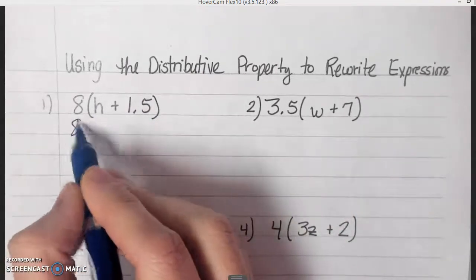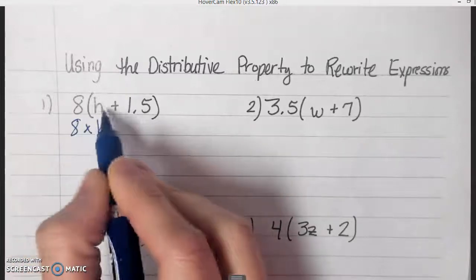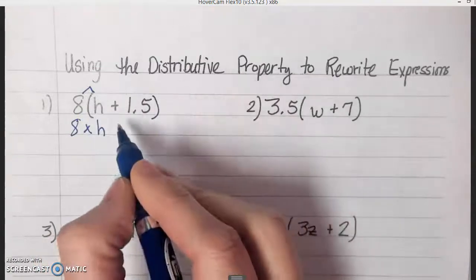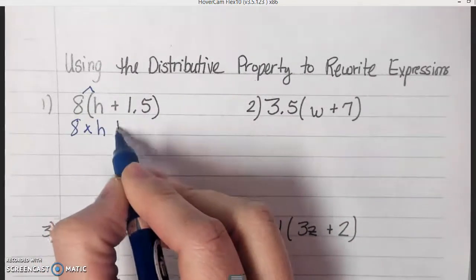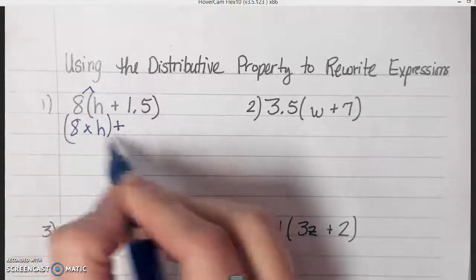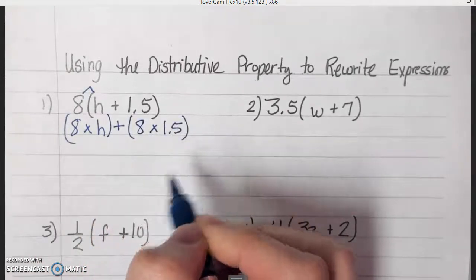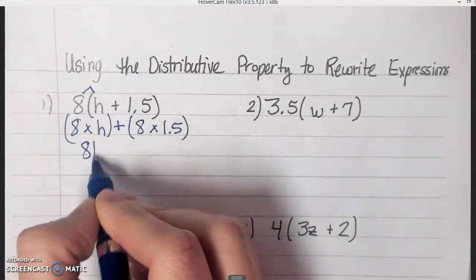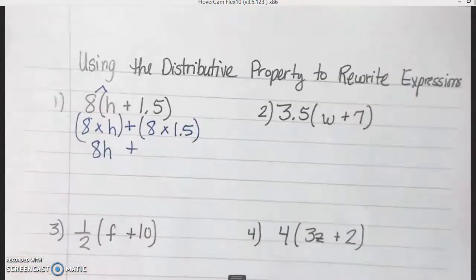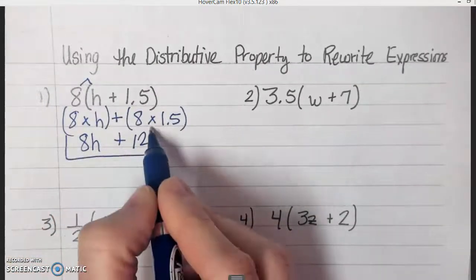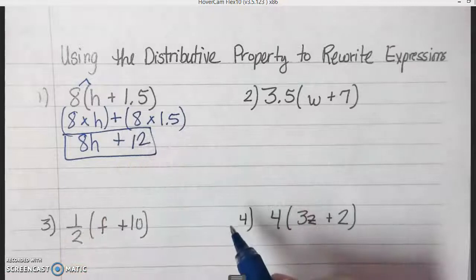So this would be 8 times h, right there, and then we'd have to take that 8 and multiply by 1.5. So we're going to add that, so the plus sign still goes right here. So we've got 8 times h plus 8 times 1.5. So 8 times h is 8h, and then 8 times 1.5 is 12. So this is as far as I can go. I've rewritten the expression using the distributive property.